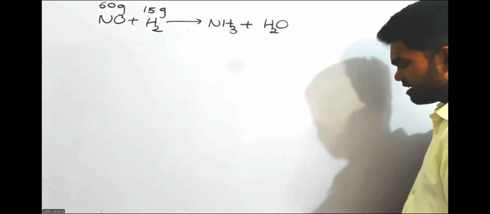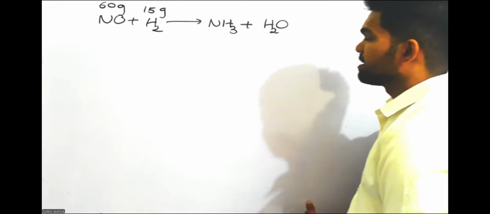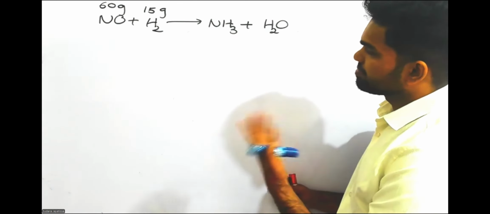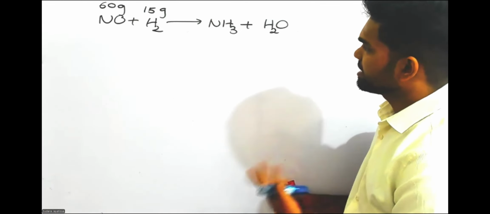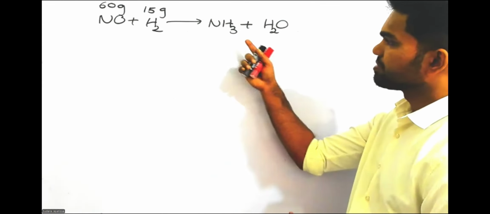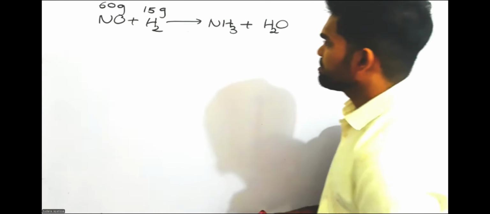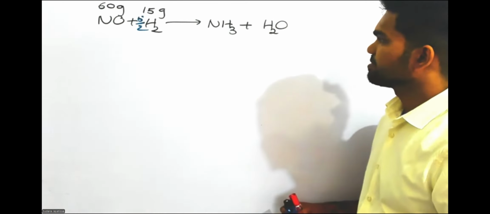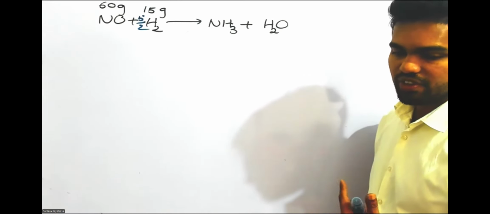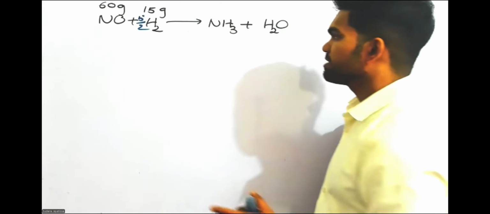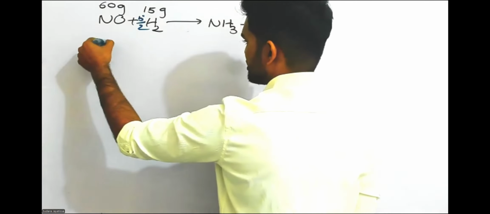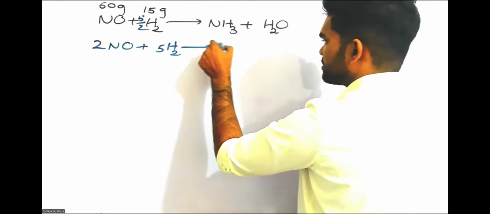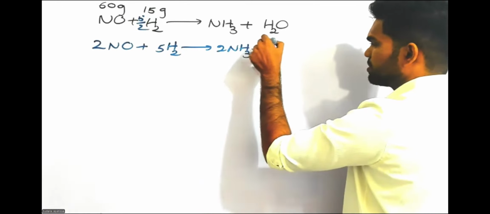Like I said, let's balance this first. We are using the inspection method. Here with NO, NH3, and hydrogen, you have 5 hydrogen atoms, no? So we can start by putting 5 over 2 here. But we can't put fractions, no? So we multiply the whole thing by 2 to remove that fraction. Then it will be 2NO reacts with 5H2 to produce 2 ammonia and 2 water.